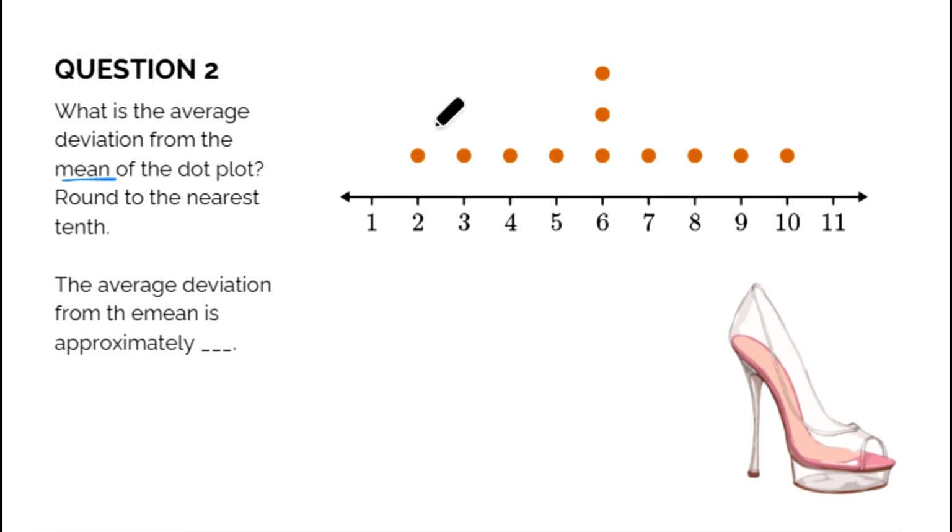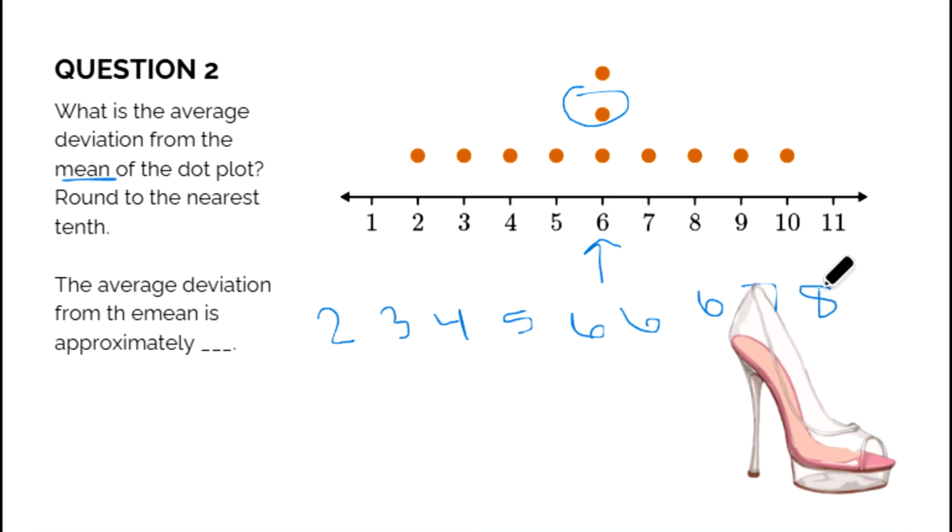First thing we need to do is find the mean. 1, 2, 3, 4, 5, 6, 7, 8, 9, 10, 11. So 5.5. 1, 2, 3, 4, 5. There's our magic number. So our mean is going to be 6. Let's create our little table. We have 2, 3, 4, 5, 6, 6, 6, 7, 8, 9, 10. Okay, that's all of our dots.